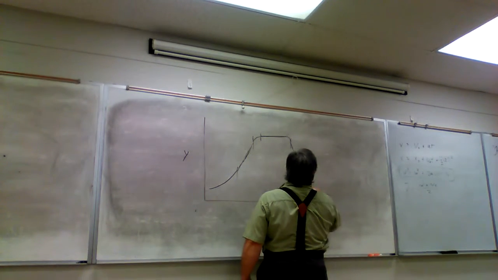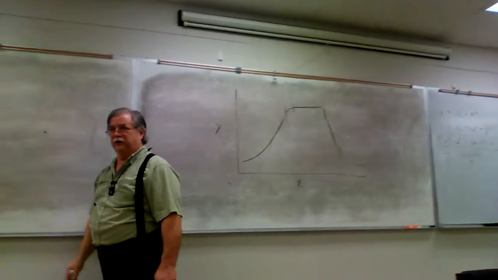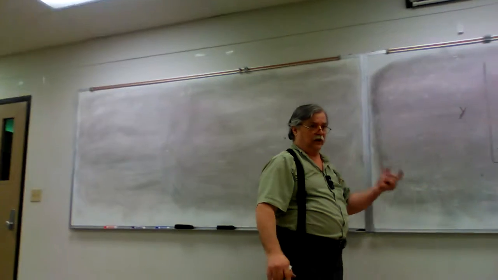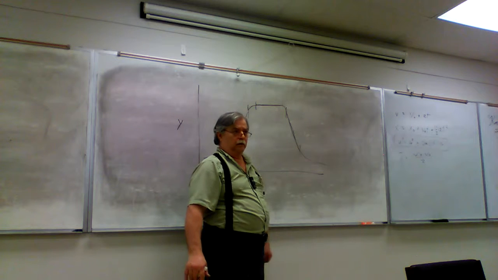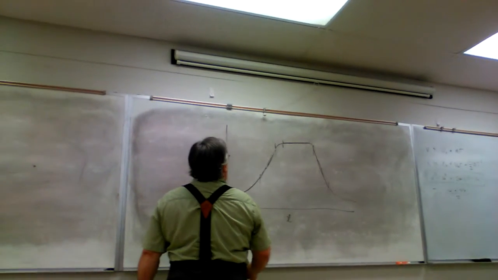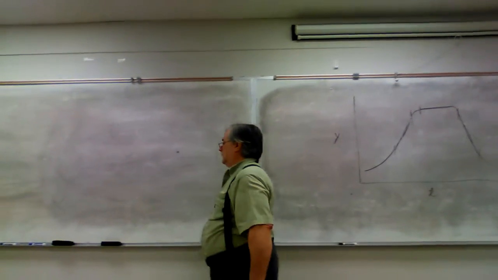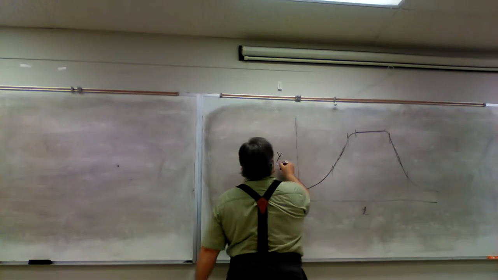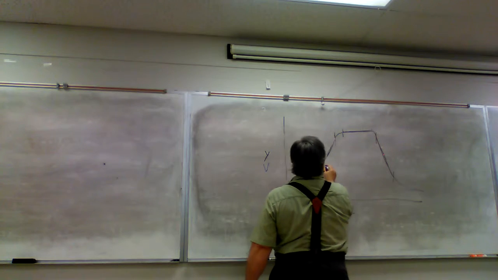Again, from here to here, the position is changing linearly, which means in that domain, the velocity is constant. The change in position is linear. If we were plotting velocity as a function of time, from here to here, that velocity would be some constant value.